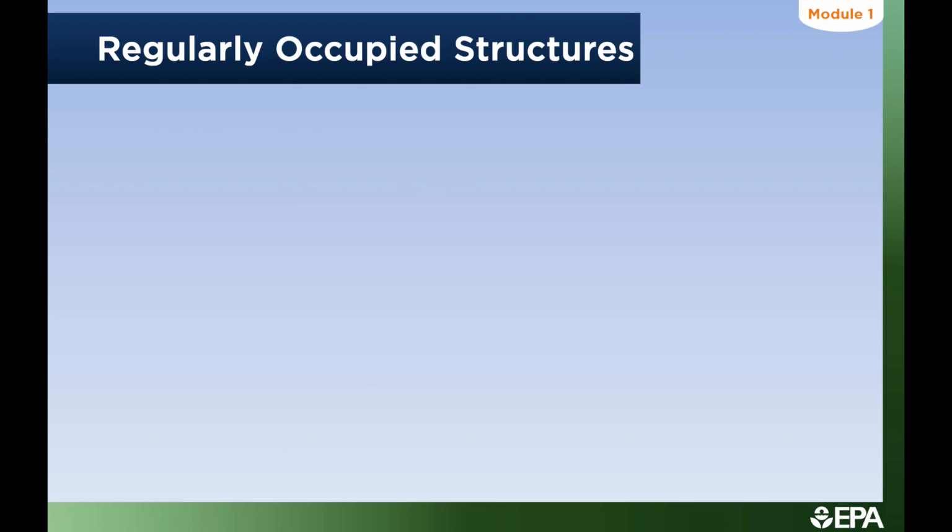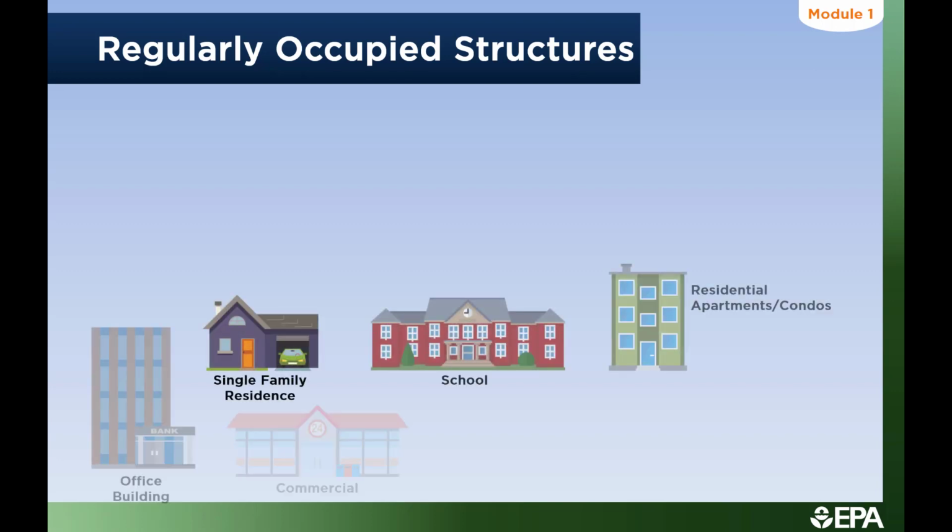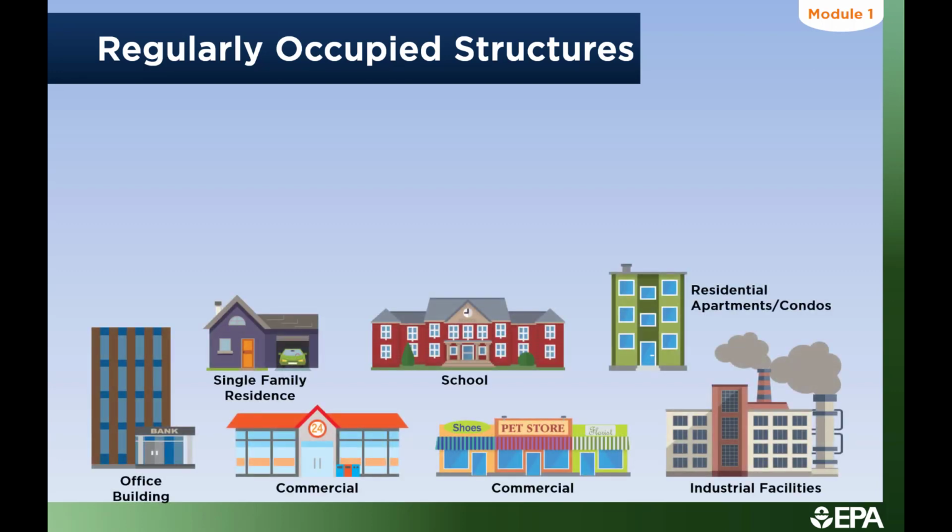The second topic is, why are regularly occupied structures important? The regularly occupied structure is the foundation of an SSI component assessment because this component evaluates the threat to populations within structures that are, or may be, exposed to subsurface intrusion contamination. Therefore, a structure needs to be regularly occupied to be included in an SSI evaluation.